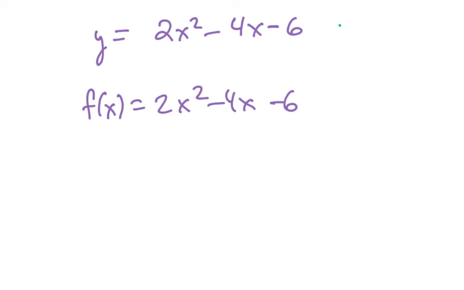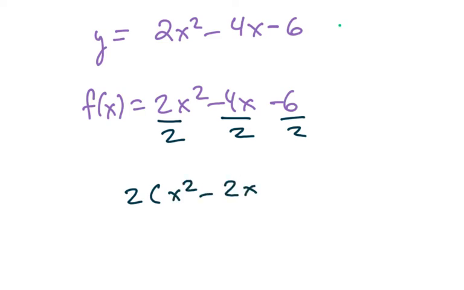What I'm going to do is first look at it and ask myself, can I factor something out of it? If I look at it, we can see that all of these are divisible by 2. So we'll factor out a 2. This gives me x squared minus 2x minus 3, which makes this very easy to factor.